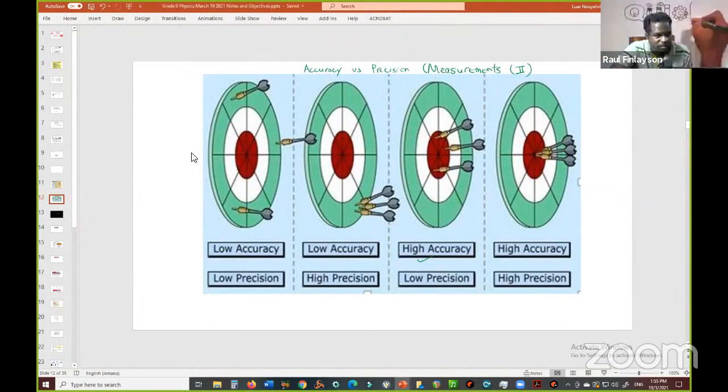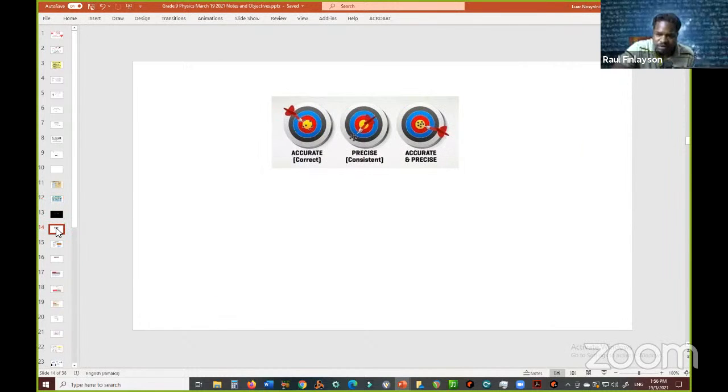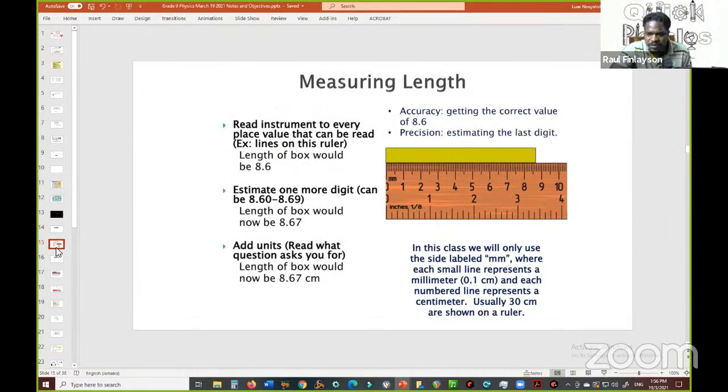All right, guys, do you have any questions? As I say, you can always send them in the chat and we move on. All right, so accurate here means correct, precise means consistent. And that's how it works here, folks.